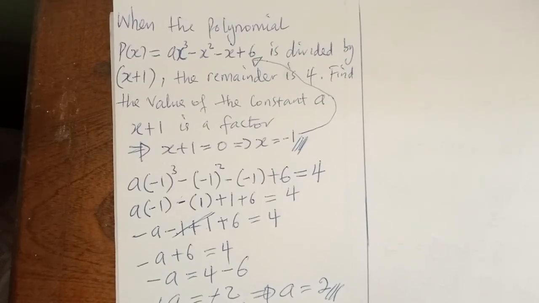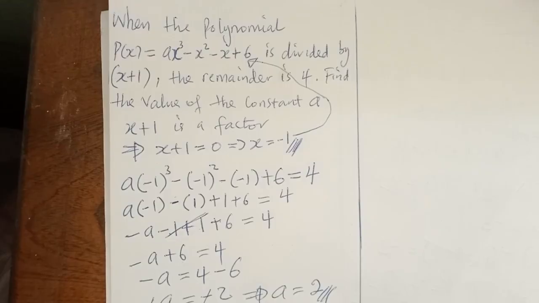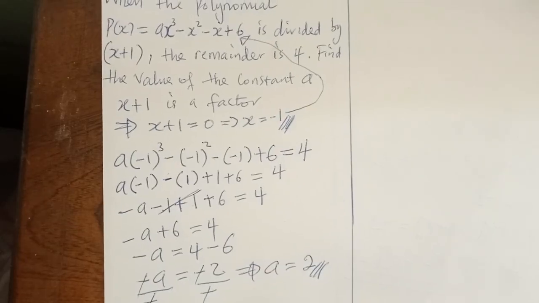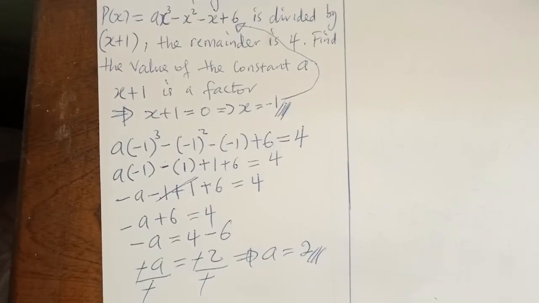So the answer for this polynomial expression, when divided by x plus 3, and 4 being the remainder, putting the literature into mathematical expression, gave us the constant a as equal to 2.